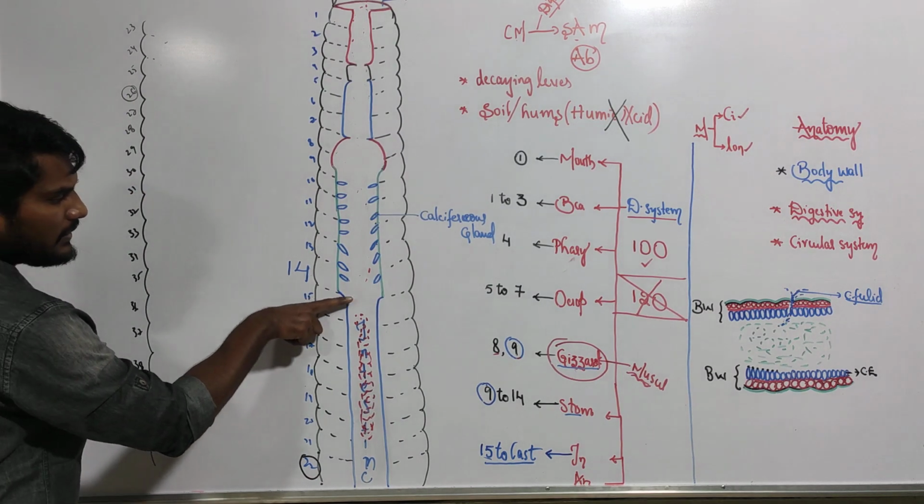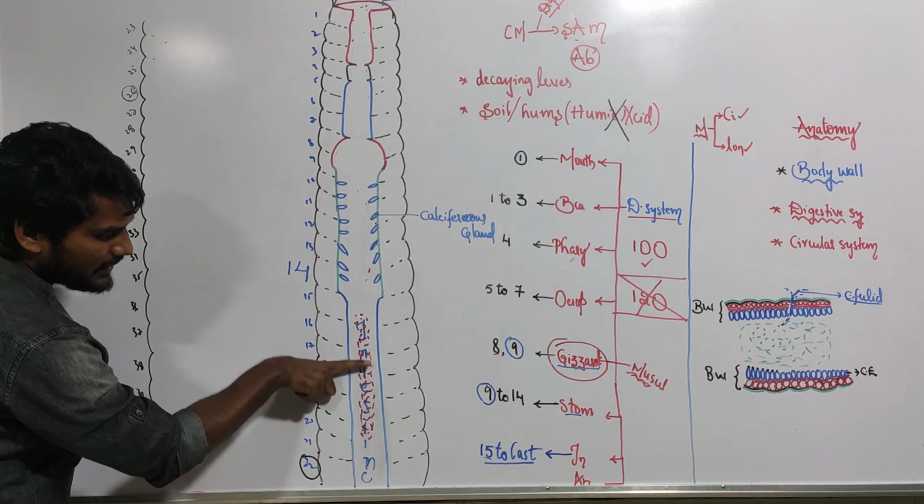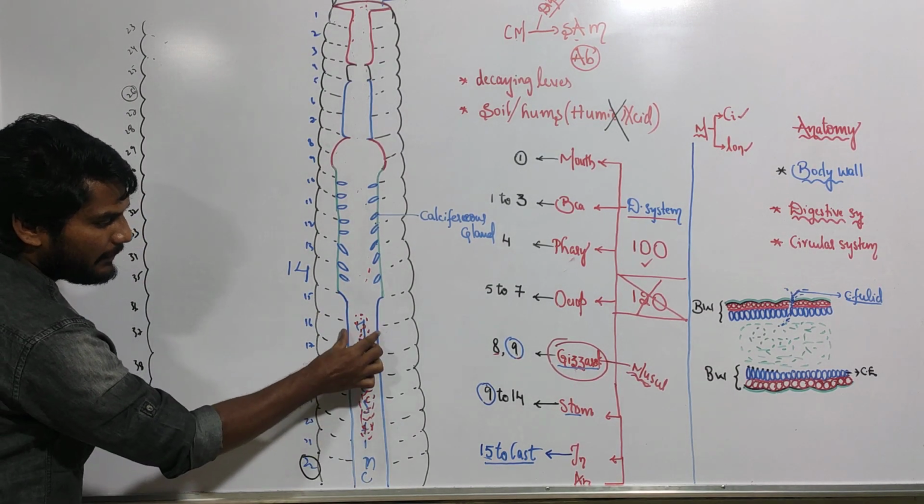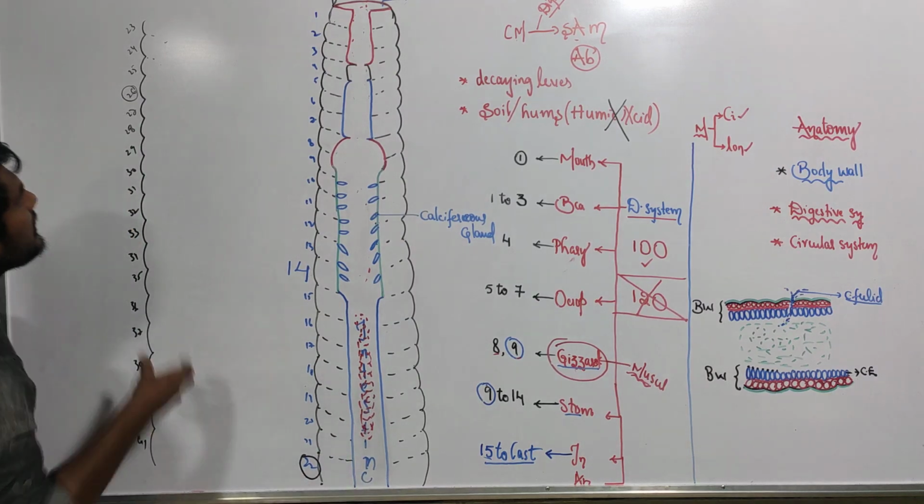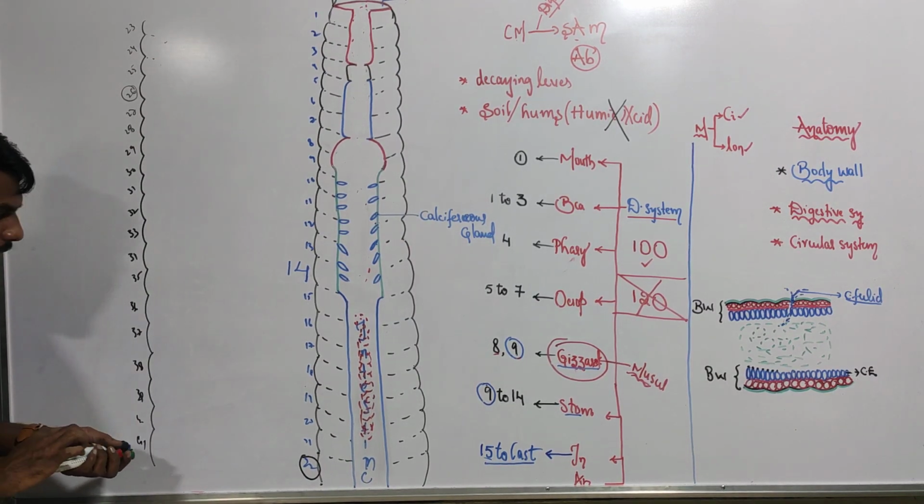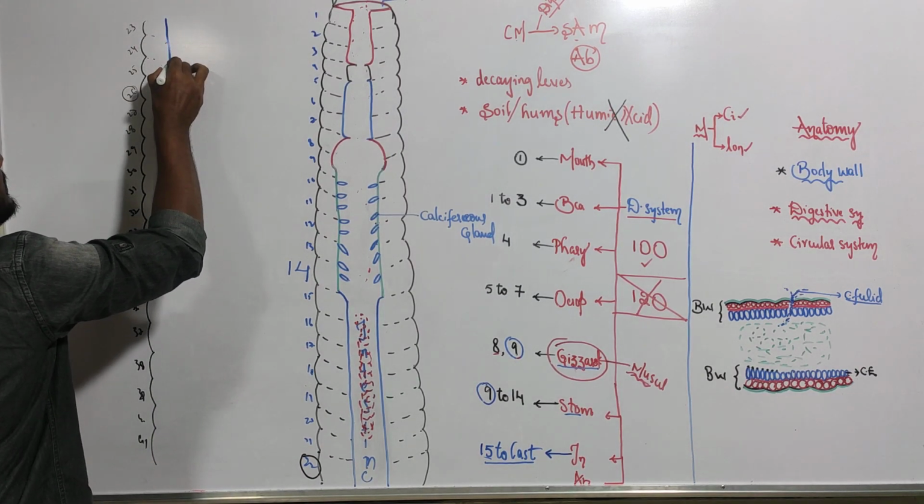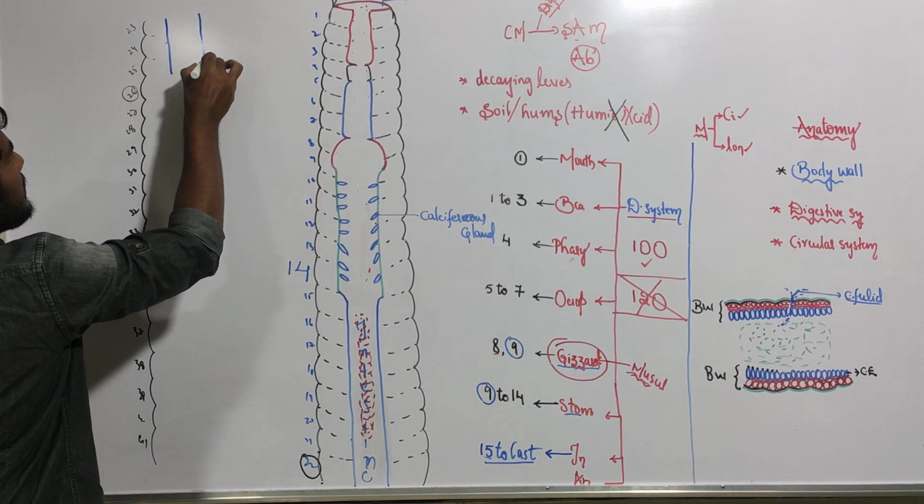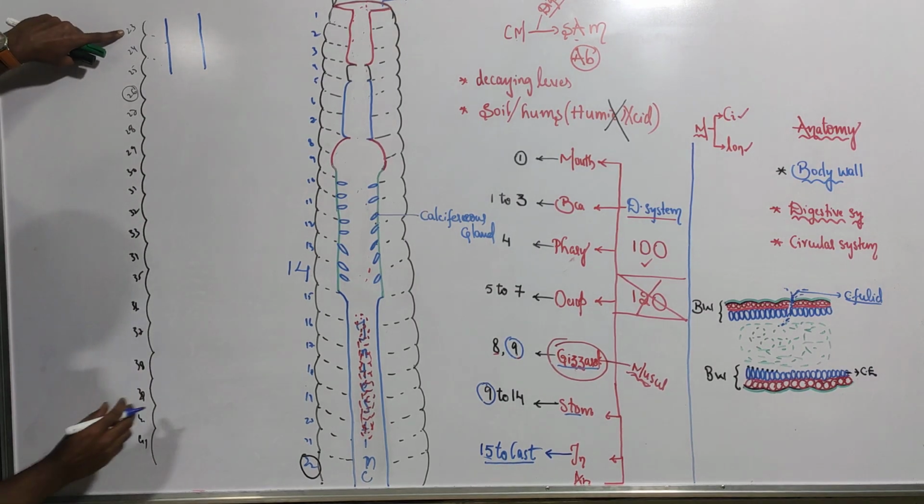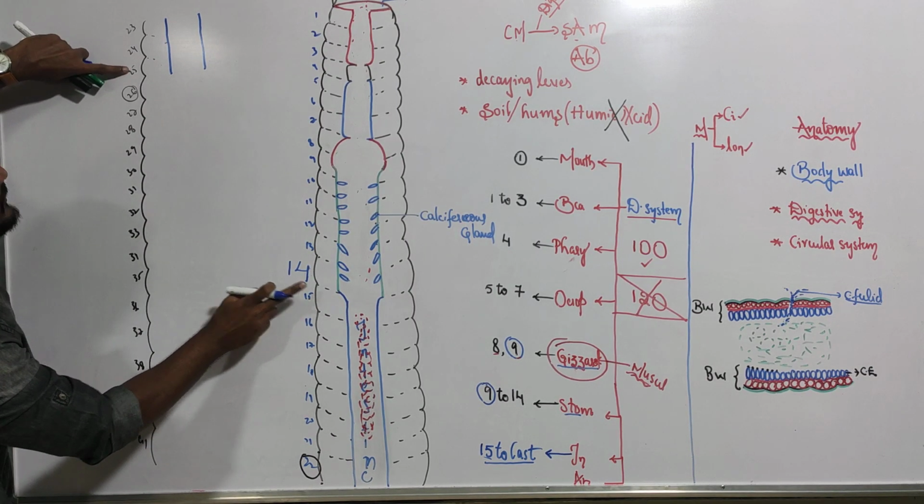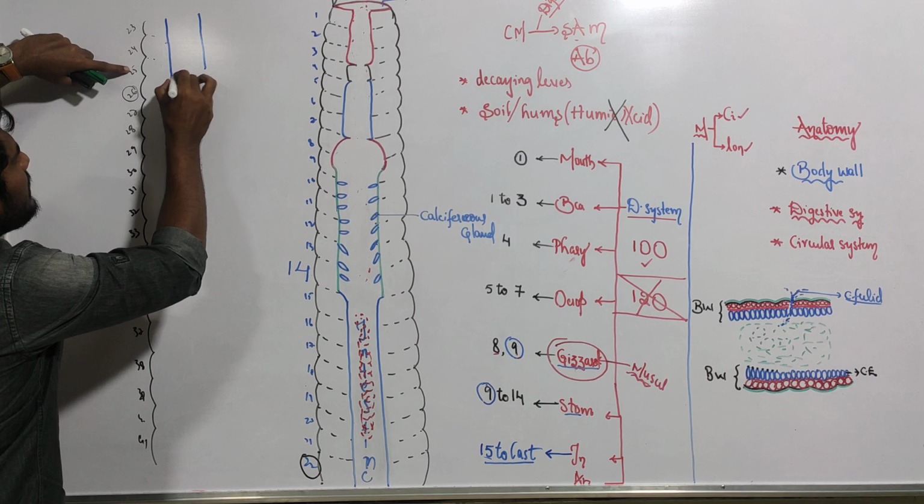Now, from the 14th segment onwards, from the 15th segment onwards, what is started? The intestine is started. So the intestine is continued here even. Here I represented the intestine with blue color. Now in this manner, this is the intestine, and this intestine is continuing from the 15th to the 25th segment, and even in the 26th segment it is present.